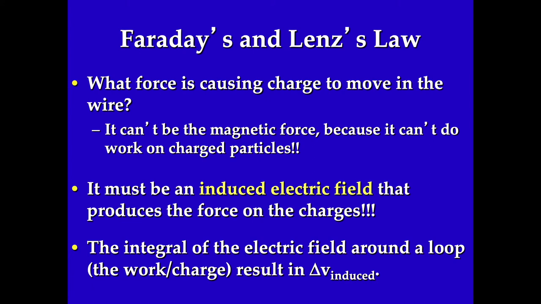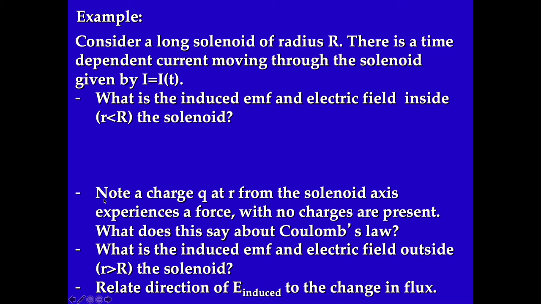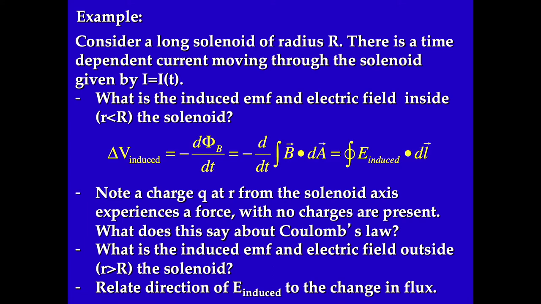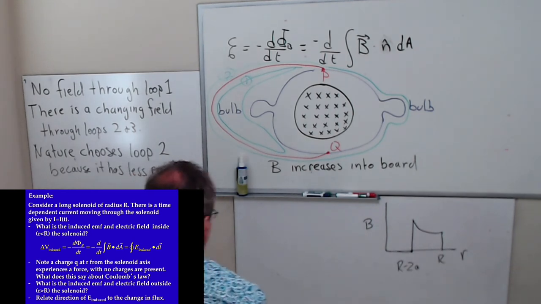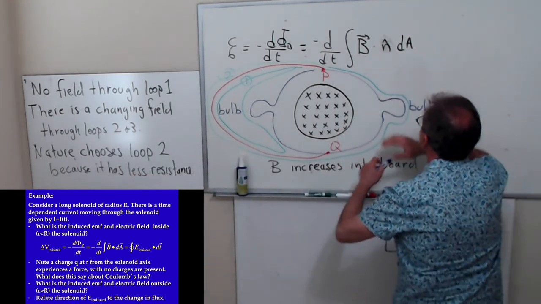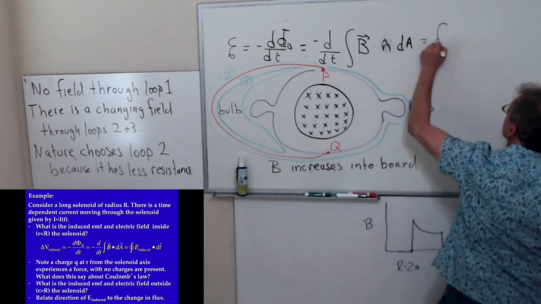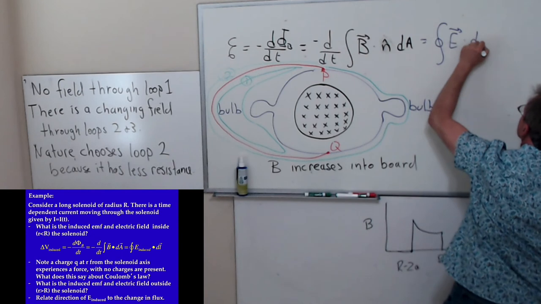So when I have a changing magnetic field, it induces an electric field. And that's what's going to make the electrons move. The integral of the electric field around the loop results in your delta V induced, and then the current if you have a closed loop. So in reality, this has to be equal to the integral of the electric field around a closed loop.